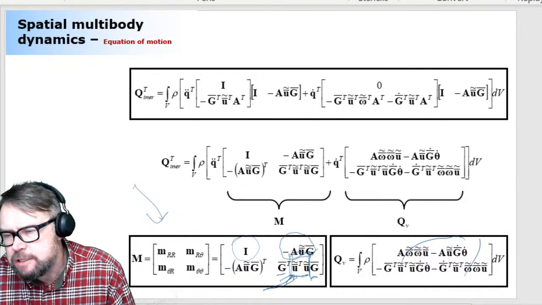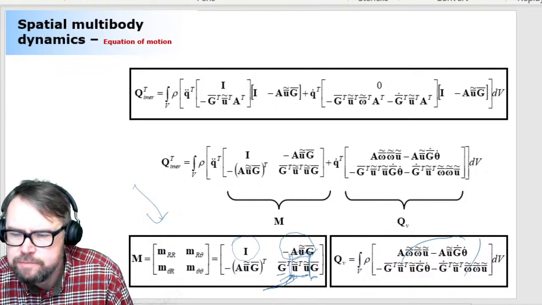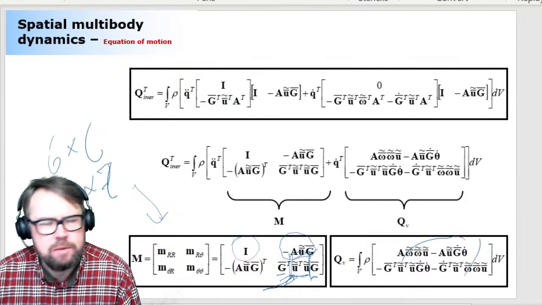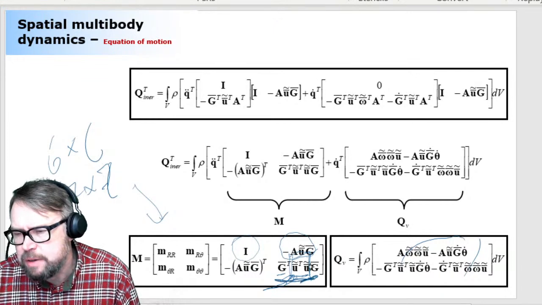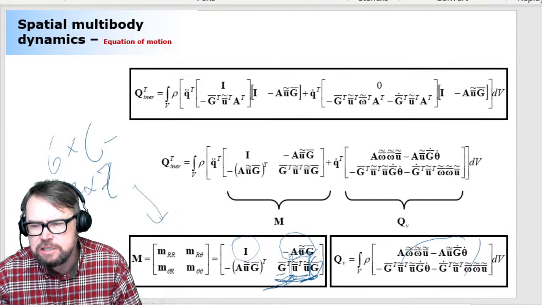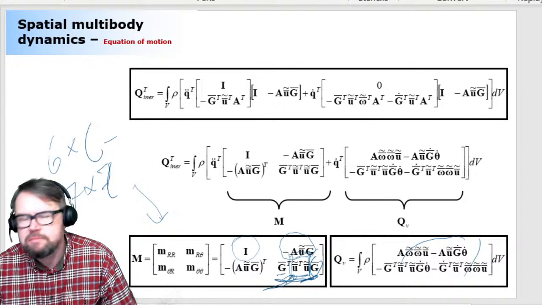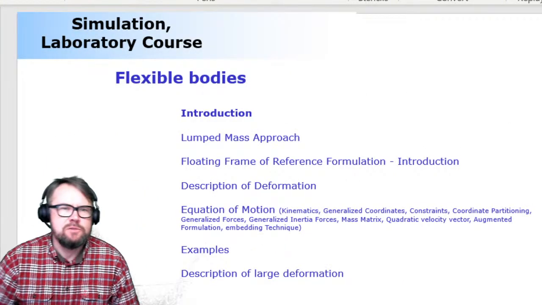Now the mass matrix could have a dimension of 6 by 6 or 7 by 7, depending on which generalized rotational coordinates you're using. So it depends on the G matrix. If you're using 3 rotational parameters, it's 6 by 6. If 4, it's 7 by 7. That's it.